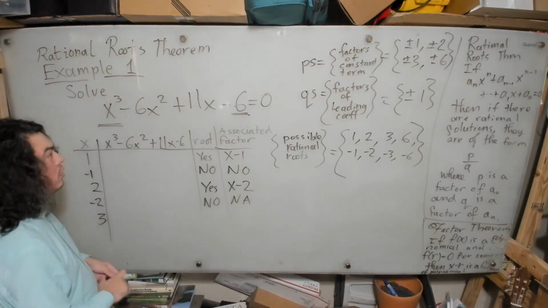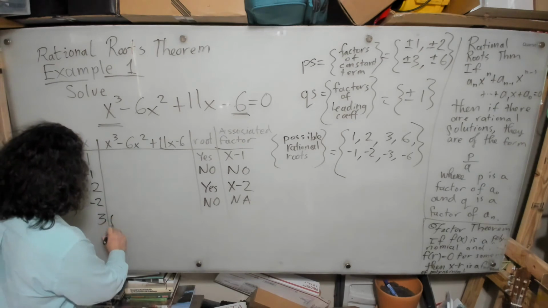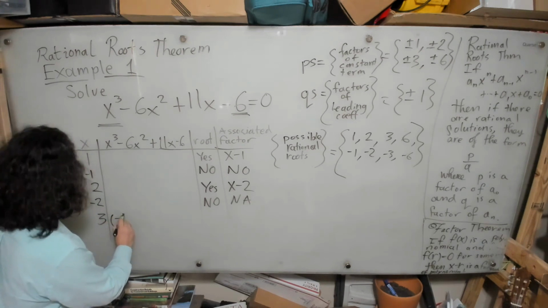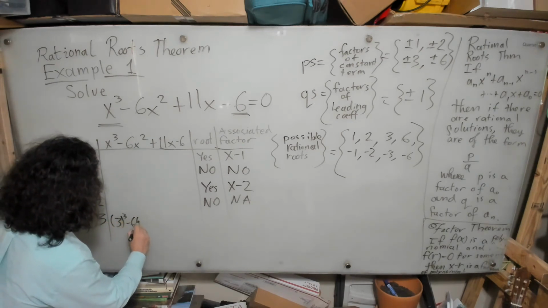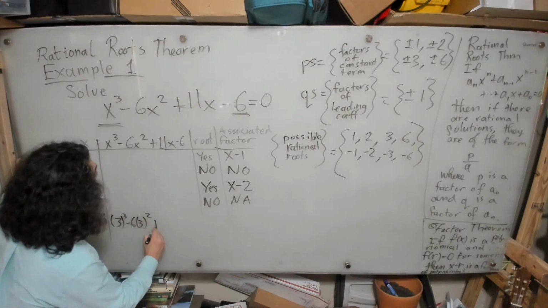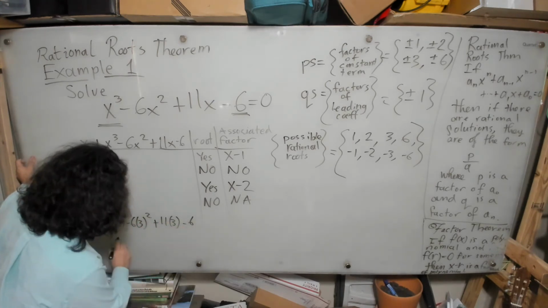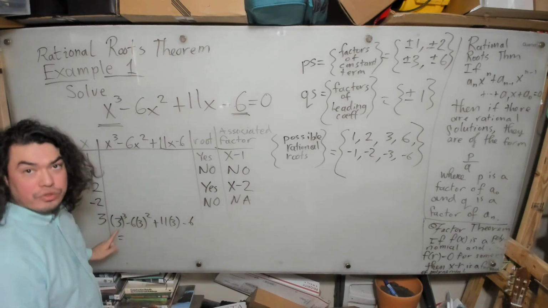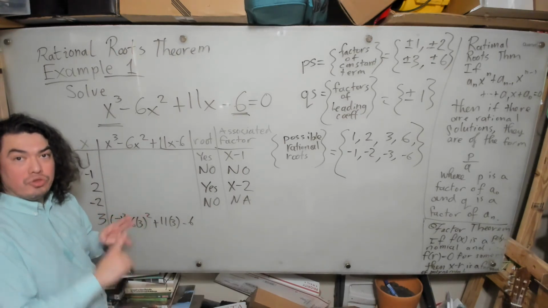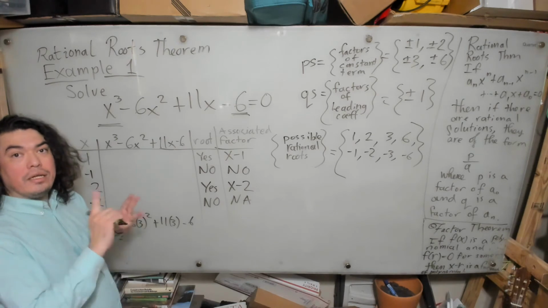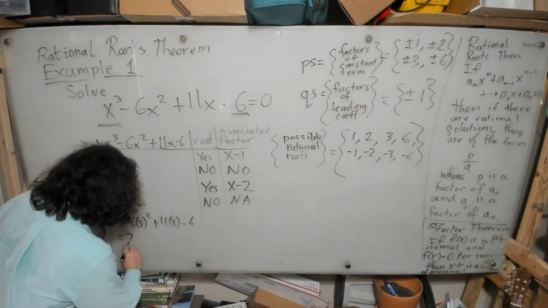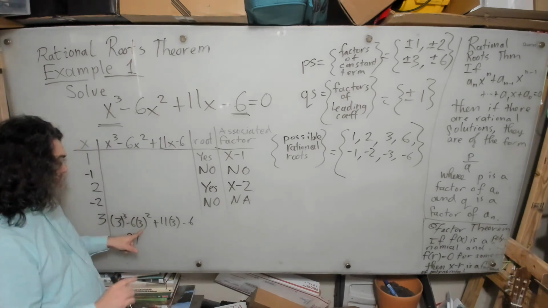Okay. So let's evaluate this expression. What is 3 cubed minus 6 times 3 squared plus 11 times 3 minus 6? First of all, what is 3 cubed? That's 3 times 3 times 3. 3 times 3 is 9, times 3 is 27. So this is 27.